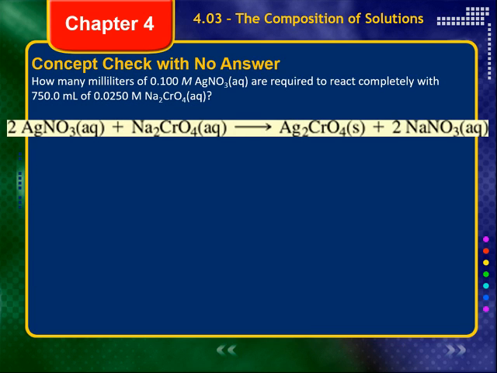All right, I have a concept check that has no answer. It has an answer. I'm not going to give that answer to you in this PowerPoint presentation. You're going to need to communicate with your classmates or myself through a different avenue in order to check your response. Please try this anyway. How many milliliters of 0.100 molar silver nitrate are required to react completely with 750.0 milliliters of 0.0250 molar sodium chromate? According to the balanced chemical equation that I've given you here, have at it. And go ahead and get back to me or a classmate to double check your answer.